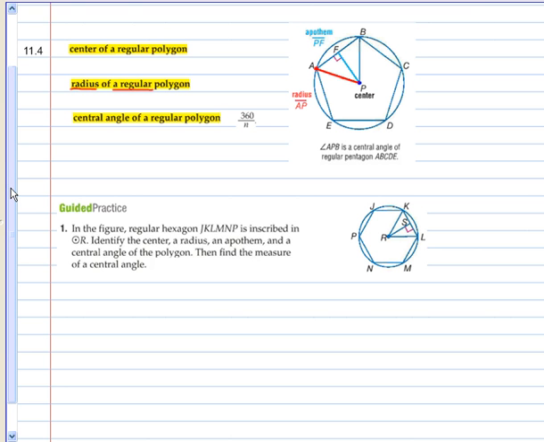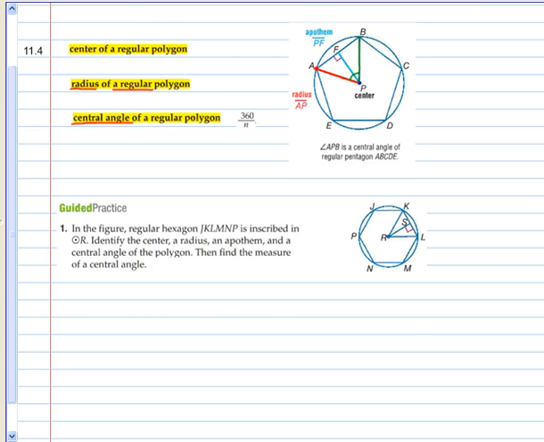A central angle of a regular polygon. We know what a central angle is for a circle. It's an angle that has a vertex on the center of the circle. Well, if I draw two radii or two segments in the polygon from the center to a vertex, then I get what is called the central angle for that polygon as well. And we are going to be using these values to help us figure out a formula for the area of regular polygons.